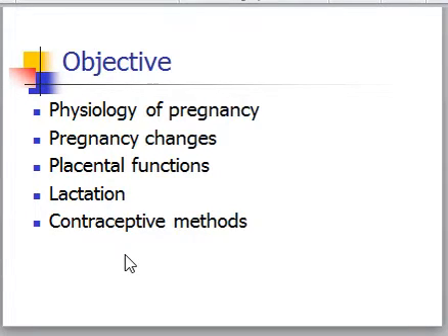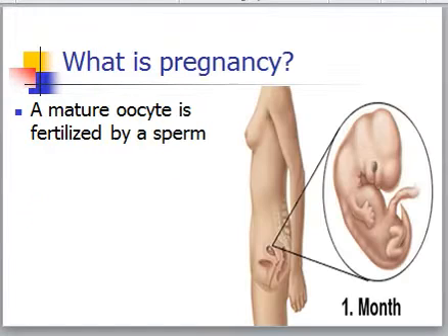So we have to know the physiology of pregnancy, what the physiological changes are during pregnancy, the placental functions, what lactation is, and what the contraceptive methods are in the male and the female. So today we are going to cover all the objectives. Okay, now first of all we have to know what a pregnancy is.